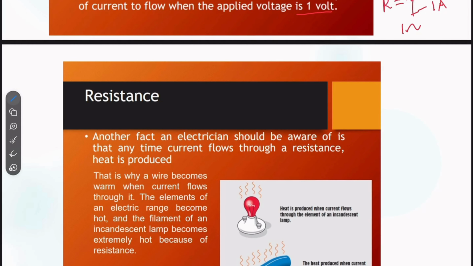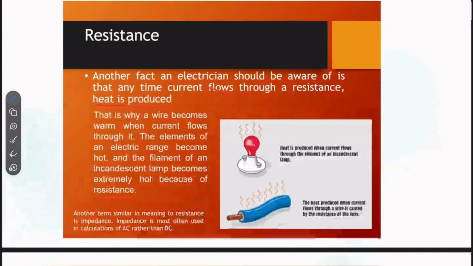Another factor an electrician should be aware of is that anytime a current flows through a resistance, heat is produced. That's why a wire becomes warm when current flows through it. The elements of an electrical range become hot, and the filaments of an incandescent lamp become extremely hot because of the resistance.